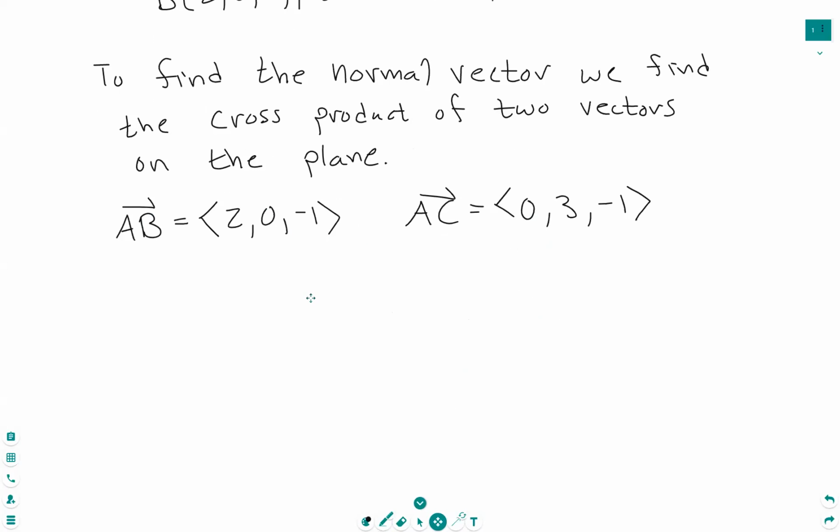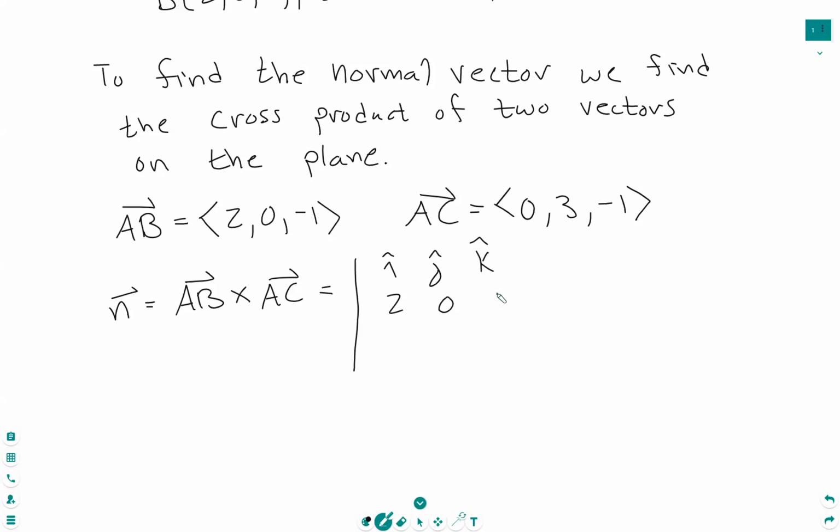And if we take their cross product, we'll generate a third vector, but this one is going to be orthogonal to these two. So we'll say that n is equal to AB crossed with AC. So we have to do our cross product here. We'll have an i hat, a j hat, a k hat. We'll have 2, 0, -1, 0, 3, -1.